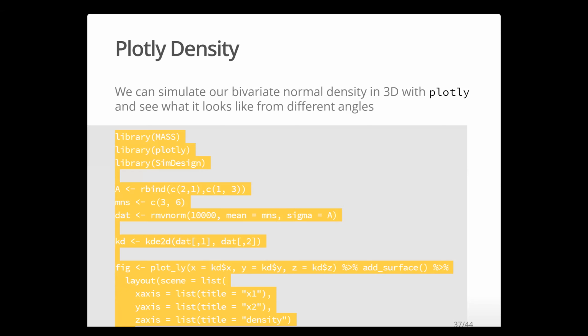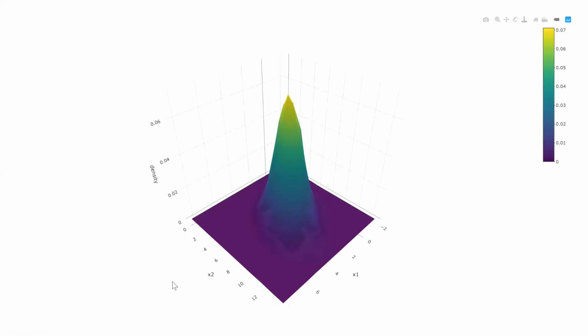And then I'm going to run these. So this is the same thing that we saw. What I'm doing is I'm simulating 10,000 observations from a multivariate normal distribution. That way I can simulate the full density surface, and I'm going to open it up in Plotly. We'll give it a second to load up.